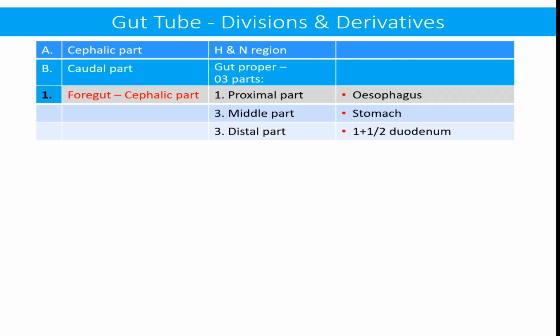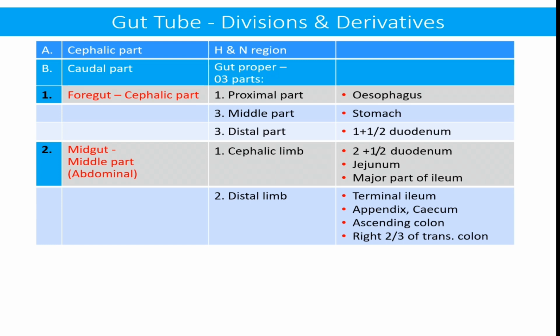First part of the gut tube proper is the cephalic part, which is also named as foregut. It is divided into three parts: the proximal part, which develops as esophagus, the middle part, which develops as stomach, and the distal part as the first 1.5 part of the duodenum. The second part of the gut tube proper is the middle part, which is also named as abdominal midgut.